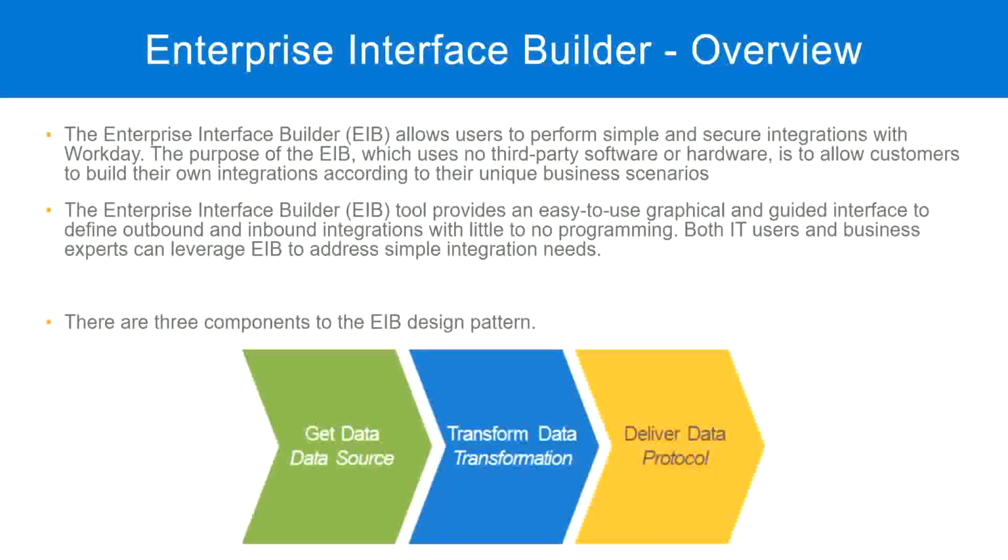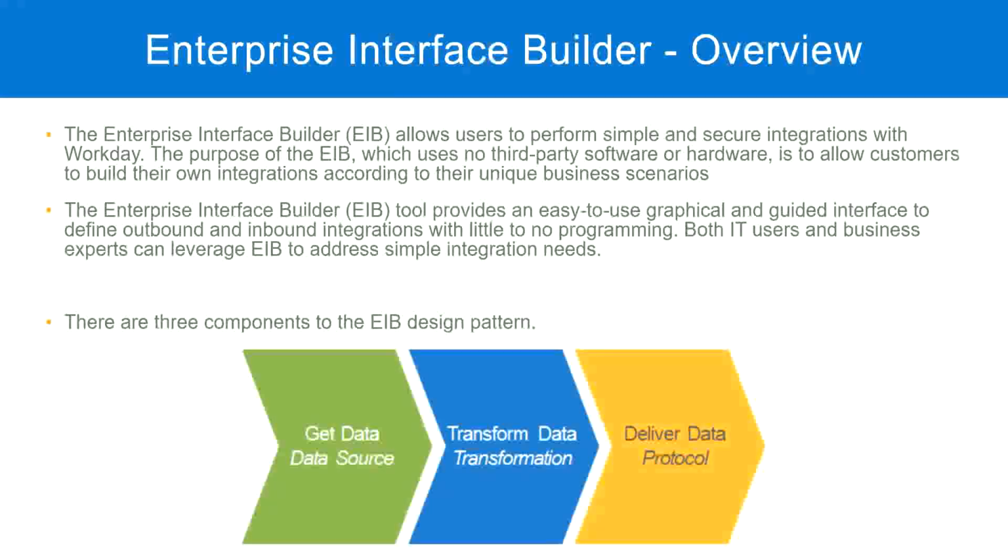Okay. When we create an integration using EIB, we will see these 3 steps there as well. Get data, transform data, deliver data. These are the 3 components in an EIB design pattern. So what we are going to do is configure these 3 steps. Get data: where are we going to get the data from? That is something we have to configure. Do we need transformation? If yes, configure that. If no, leave it blank.